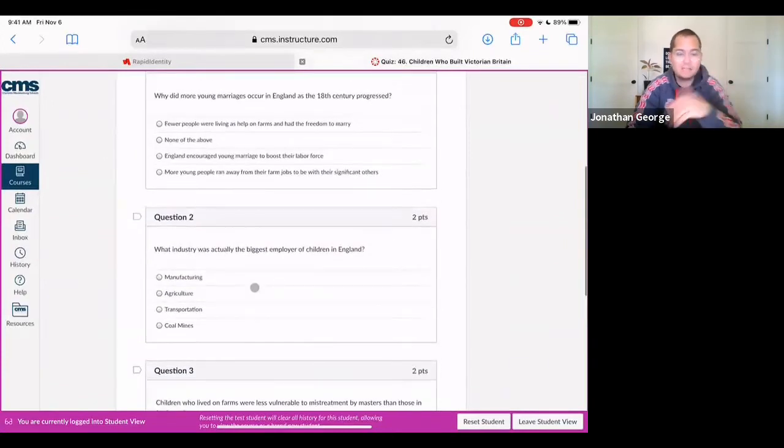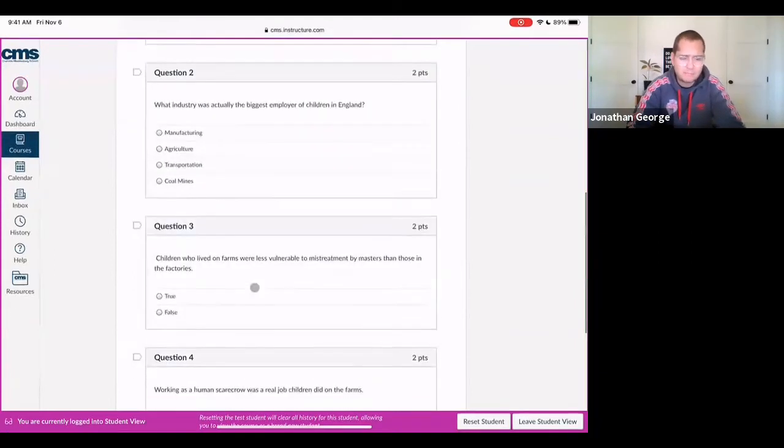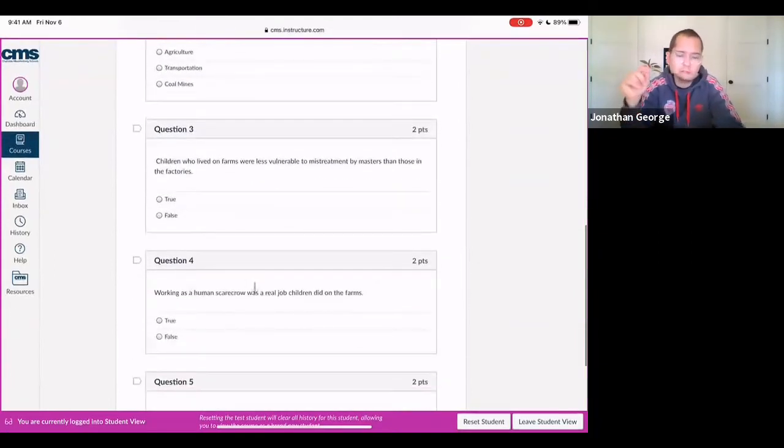Then we have, what industry was the biggest employer of children in England? Okay, was it manufacturing, like in factories? Was it agriculture on farms? Was it transportation? Was it in mining and coal mines? Question 3, children who lived on farms were less vulnerable to mistreatment by masters than those in the factories. True or false? So basically, if you were working on a farm as a child, were you less vulnerable?